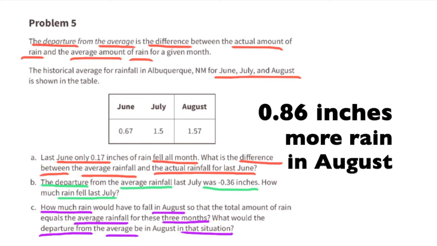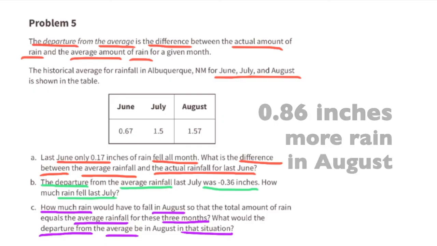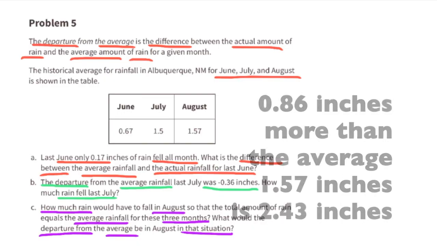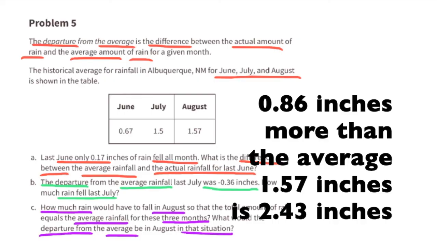That means that it's going to have to rain 86/100ths of an inch more than the average in August to equal the average rainfall for these 3 months. The departure from the average will be 86/100ths inches. The total amount of rain that needs to fall in August so that the amount of rain equals the average rainfall for all 3 months is 2.43 inches. That's 86/100ths more than the average in August of 1.57.